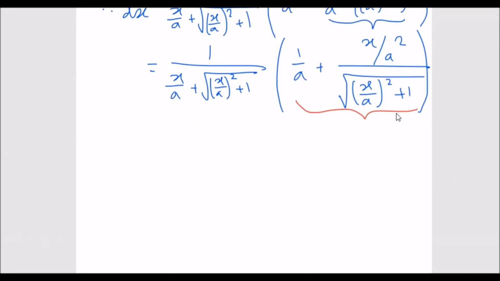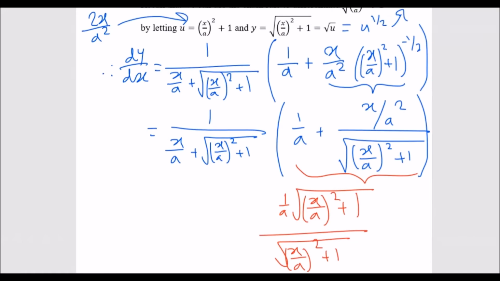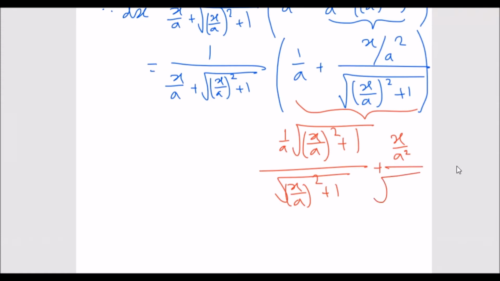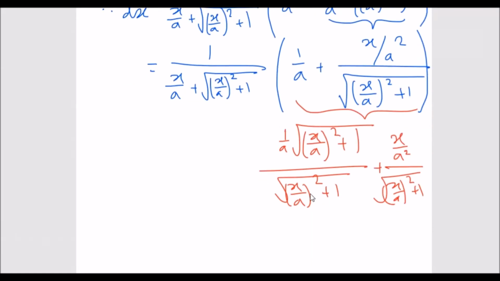I'm only going to work with the big bracket. So 1 over a should be like this: it should be 1 over a times the square root of (x over a) all squared plus 1, over itself. And you'll notice that if you add it to this right hand side, x over a squared over the same function, we can finally combine it. Combining this, you'll notice this one looks very similar to this function here, except you got an extra a. So let's combine it and let's factor out the 1 over a.